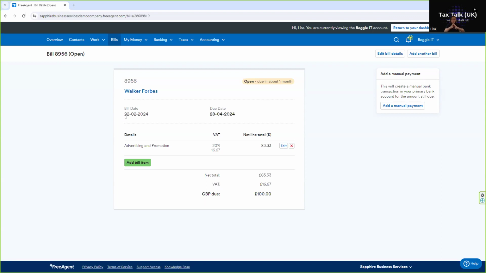So this is when we would use the bill function. A bill in terms of Freeagent is the same really as a purchase invoice. That's what you are meaning when you are entering a bill. The reason that we would use it is to be able to keep track of our creditors.